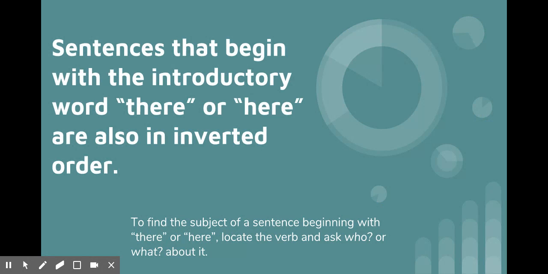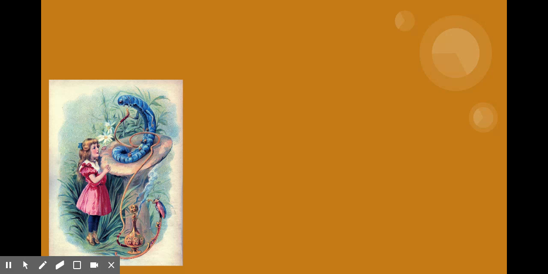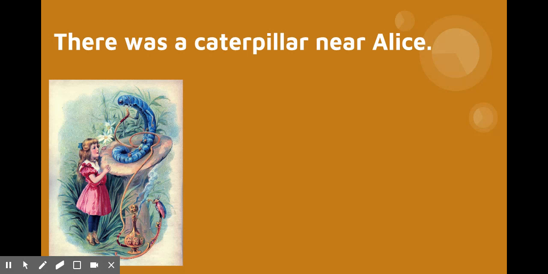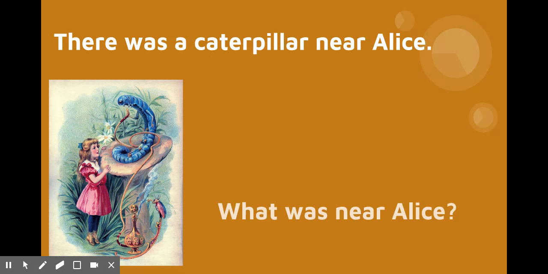Okay. Now, sentences that begin with the introductory word there or here are also inverted order. There and here are never the subject. Okay, the best way to go about this is to find the verb and then ask who or what about it. Like this. There was a caterpillar near Alice. I know that there can't be the subject of my sentence, but I can say, what was near Alice? Well, what was near Alice? The caterpillar was. So caterpillar is going to be my subject.